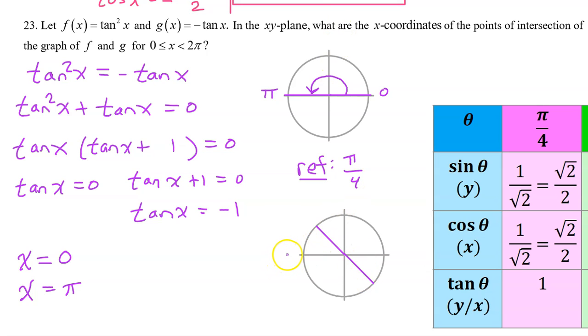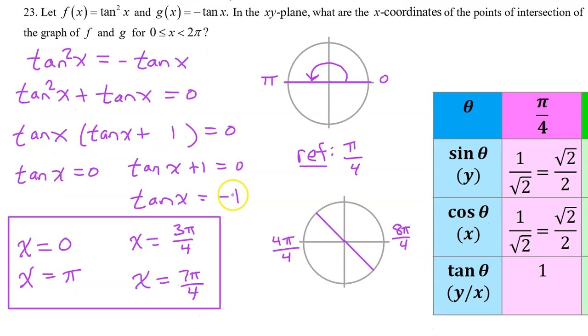We can think of pi as 4 pi over 4. So this angle in the second quadrant will be 3 pi over 4. Doubling this, we can think of 2 pi as 8 pi over 4. So this angle in the fourth quadrant is 7 pi over 4. These are the x-coordinates of the four intersection points of f and g on the interval from 0 to 2 pi.